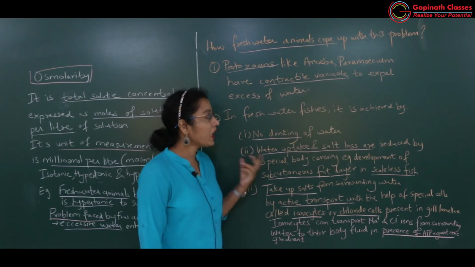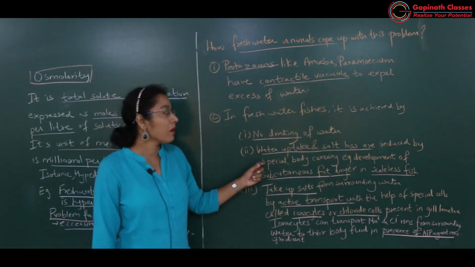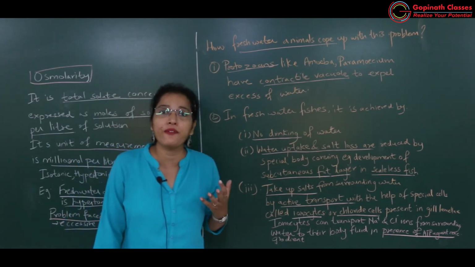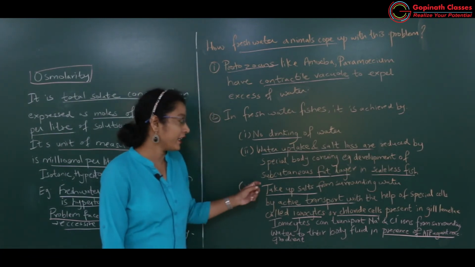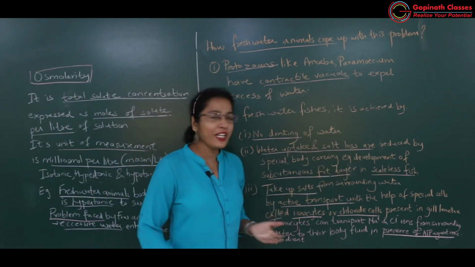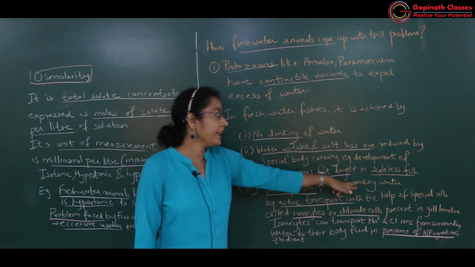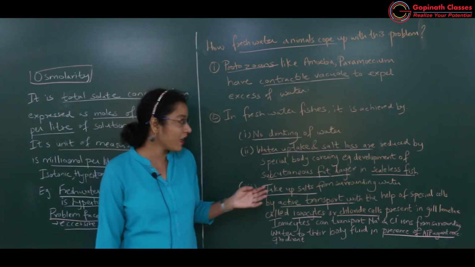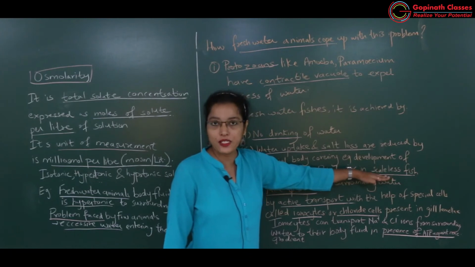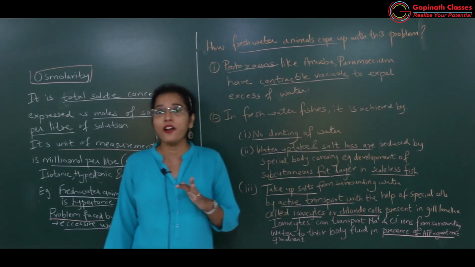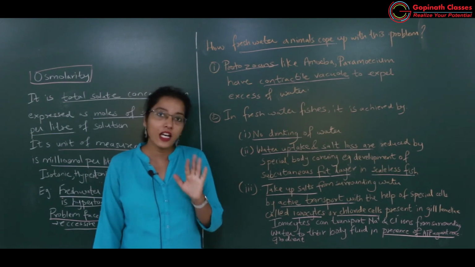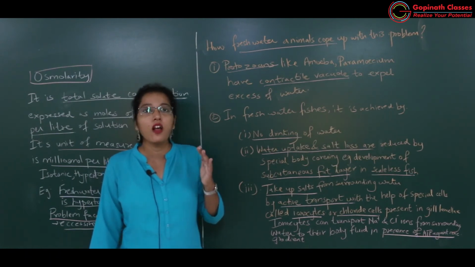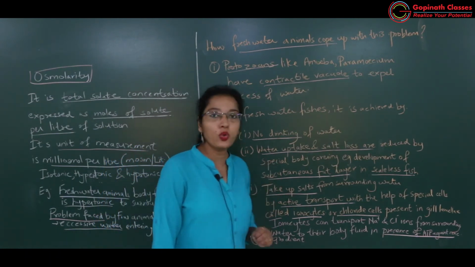Then second, water uptake and salt loss are reduced by a special body covering. They have a special body covering made up of fat, subcutaneous fat. So development of subcutaneous fat is there in scaleless fishes. Among bony fishes there are scaleless fishes, they do not have scales. Scales are for protection, right? Here, for protection, these scaleless freshwater fishes have subcutaneous fat.